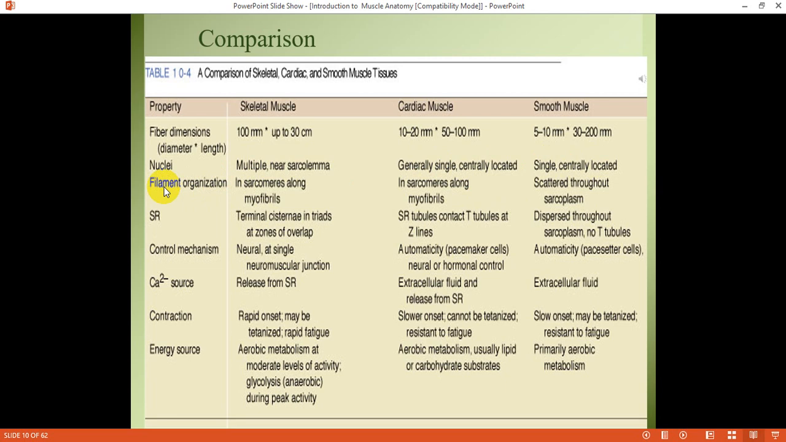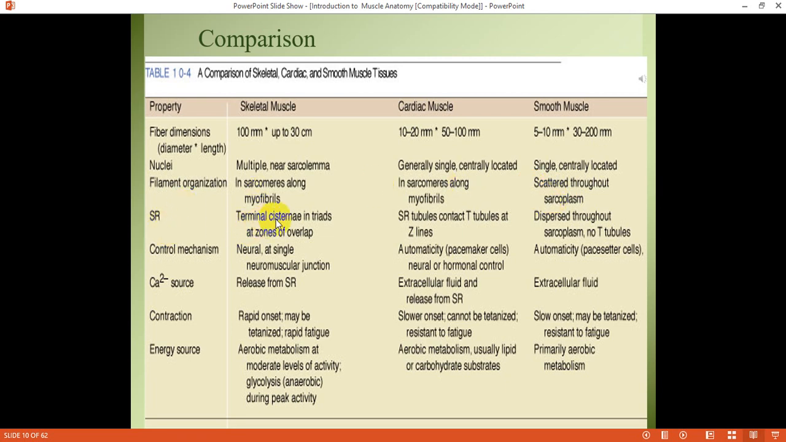Filaments are arranged in skeletal and cardiac muscles as sarcomere units. They make up a properly organized arrangement of proteins, while in smooth muscles the filaments are not properly arranged like this, but they are associated with dense bodies scattered all around the sarcoplasm.